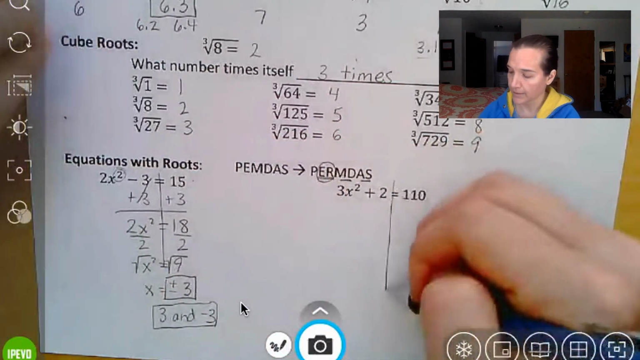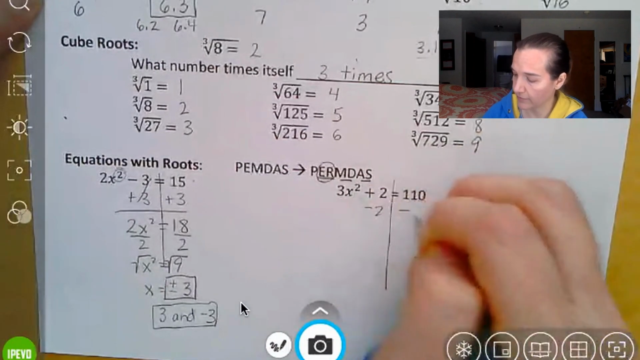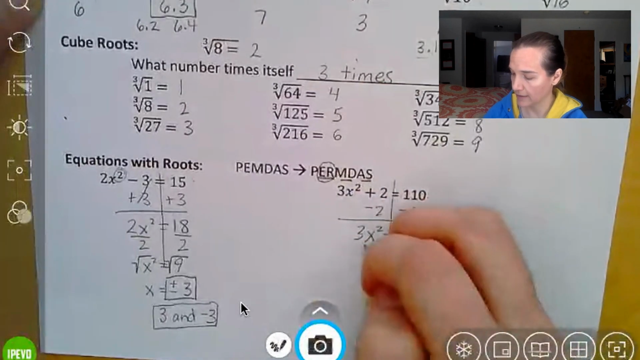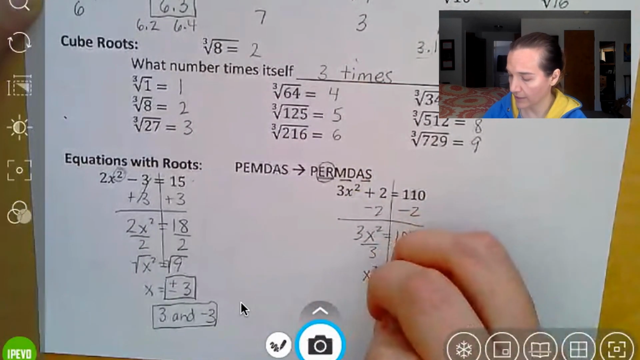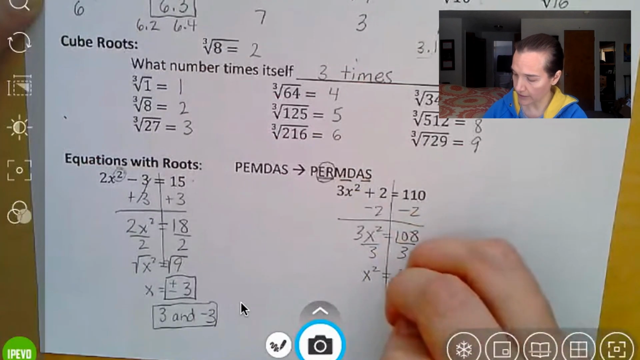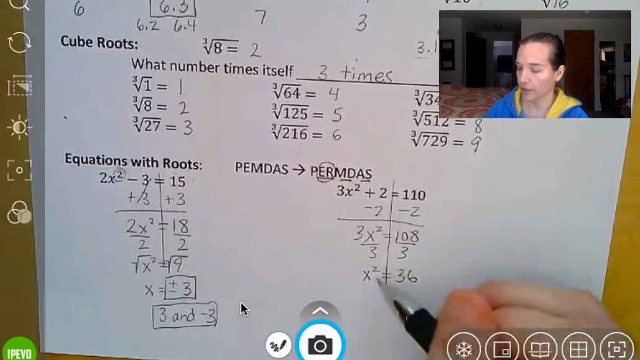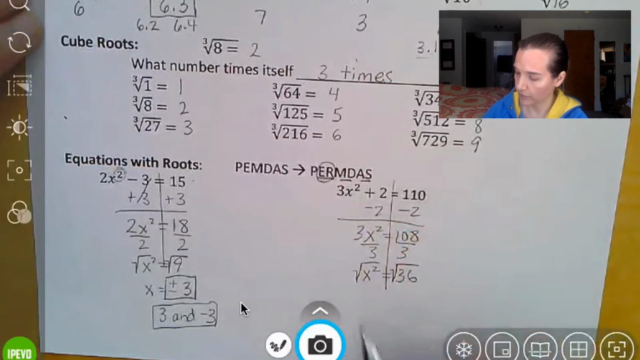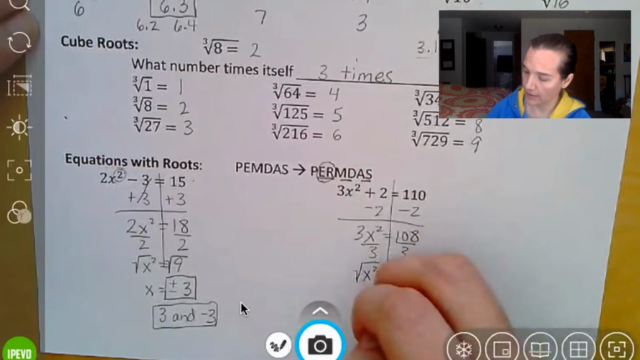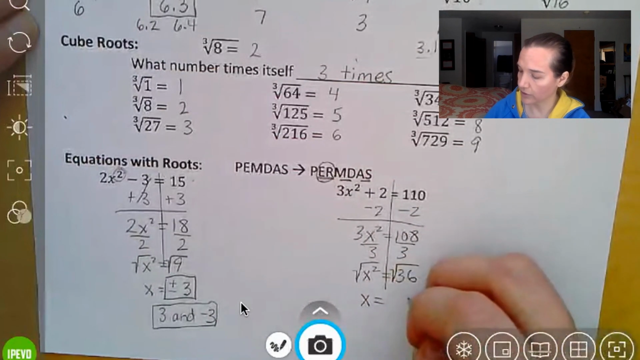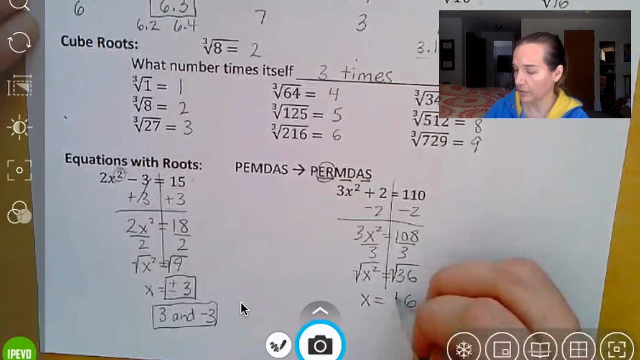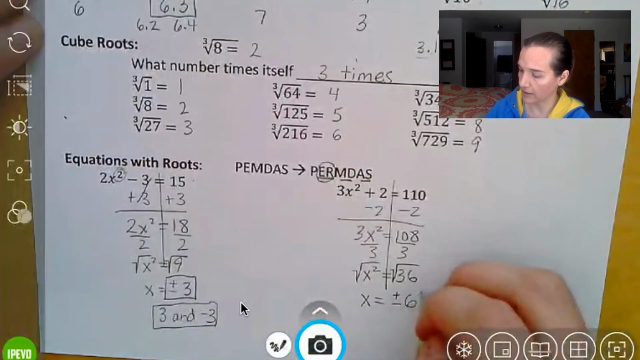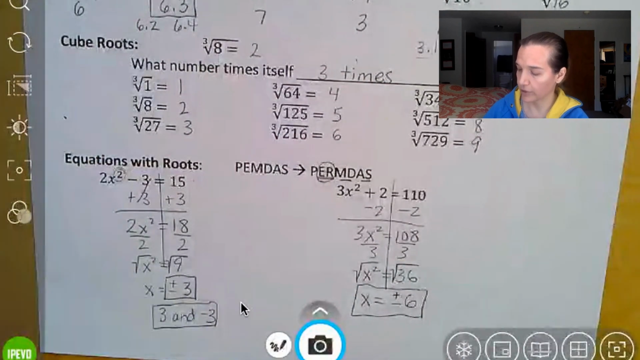Okay. So we'll go faster through the last one. We're going to do -2 minus 2, leaving us with 3x squared is 108. Divide by 3, divide by 3, leaving us with x squared equals 36. And then x squared, we want to get rid of the squared, so we do the opposite, which is square root. Whatever we do on one side, we have to do on the other. That leaves us with x equals square root of 36 is 6, but remember it can be a plus or a minus 6 that you put in place here to get 110. So in this case, x is plus or minus 6.